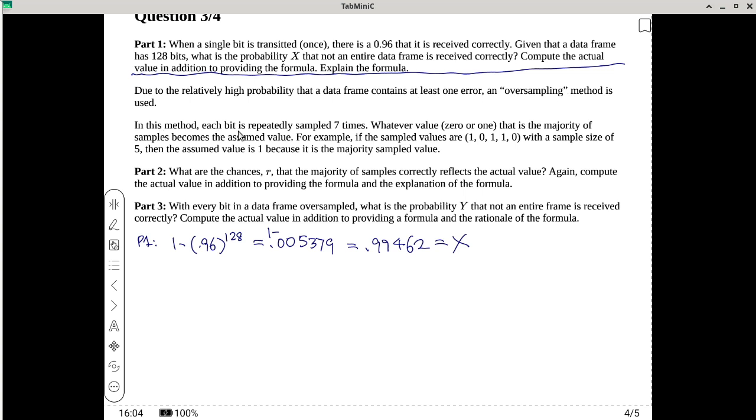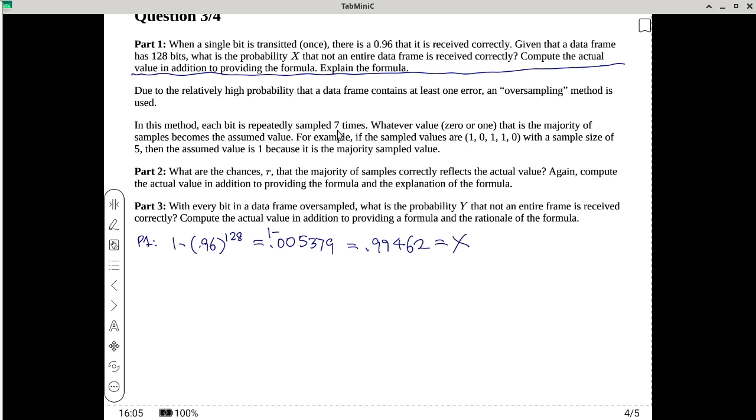In this method, each bit is repeatedly sampled 7 times. In other words, during the time of transmitting one bit, I go sample, sample, sample, sample, sample, sample, sample. So I sample 7 times for the same single bit when it's being transmitted. Whatever value, 1 or 0, is the majority of the samples becomes the assumed value. In other words, if I receive 3 ones and 4 zeros, then I'm going to say it's probably a 0. If I receive all 7 ones, obviously it's going to be interpreted as a 1. That's the reason why I choose an odd number, because we can always determine whether we have more zeros than ones or the other way around.